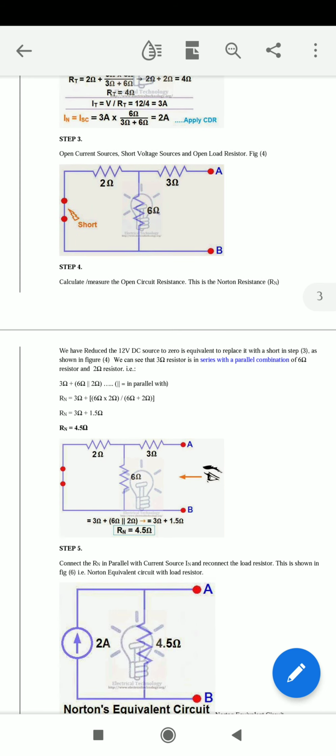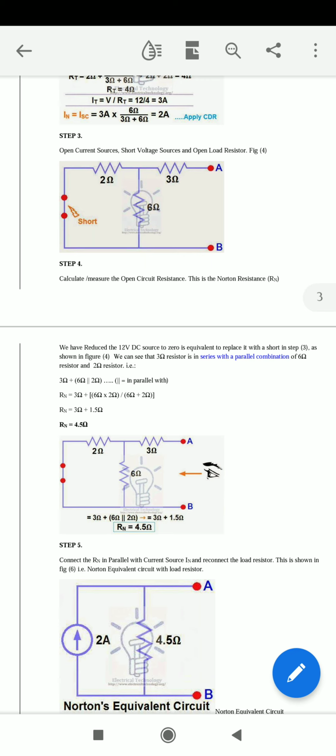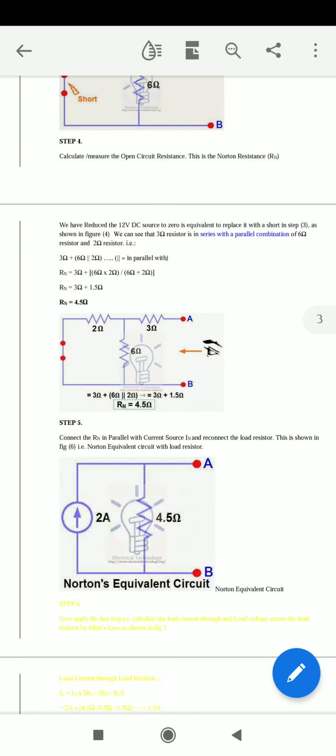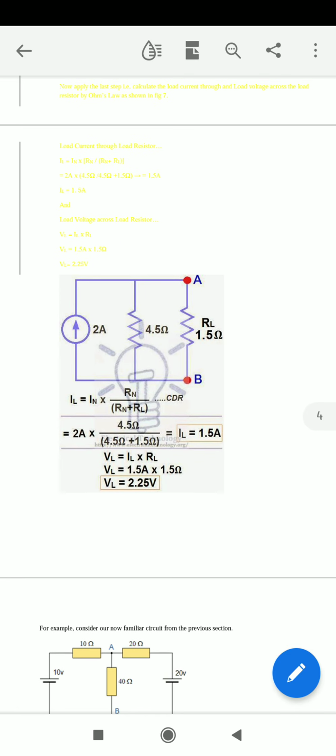Now we can see in the open circuit point, we can analyze the current flow. Current flows through point A to the short circuit. So the 3 ohm resistor passing the total current is divided to the 6 ohm and 2 ohm resistors. So the total resistance is the 3 ohm resistor in series, parallel with the 2 and 6 ohm resistors. The net resistance is 4.5 ohm.